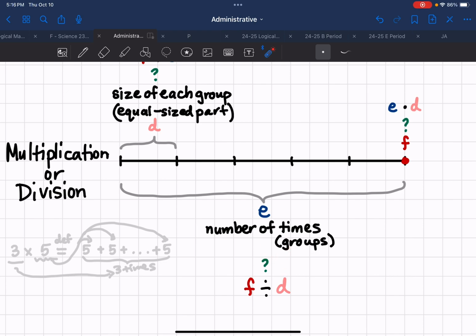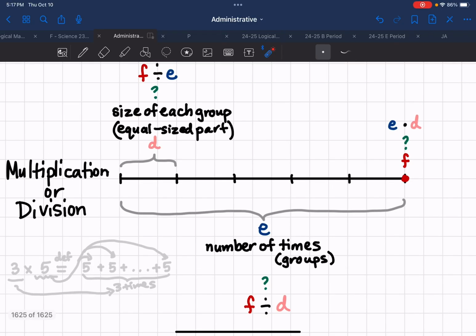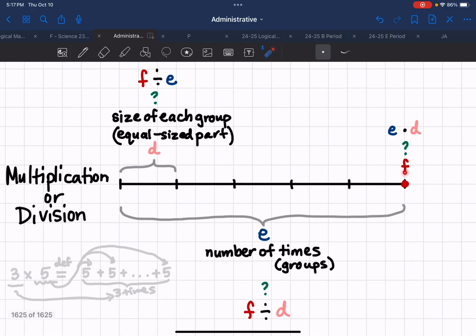So to summarize, if you are asked to find what all of these equal groups are put together, you know how many times there are, and you know the size of each group, you are going to have to do multiplication. If you are asked to find the size of each group, then you are going to do division. You're going to take what all of those are and divide it by the number of groups or the number of times that you have, okay? This is called the number per something else.